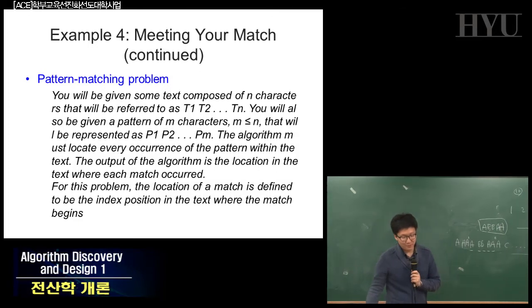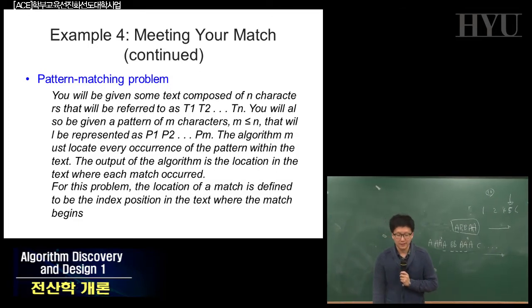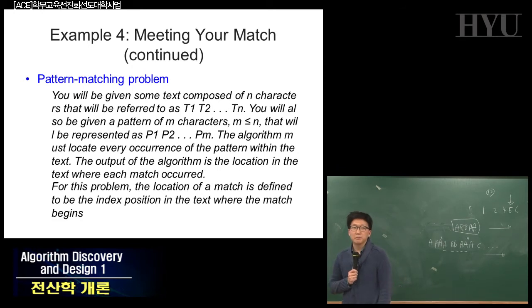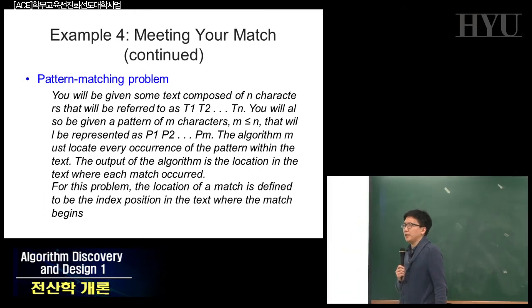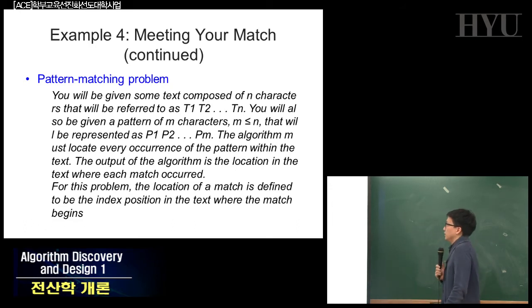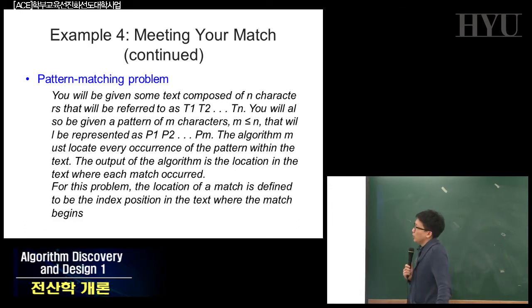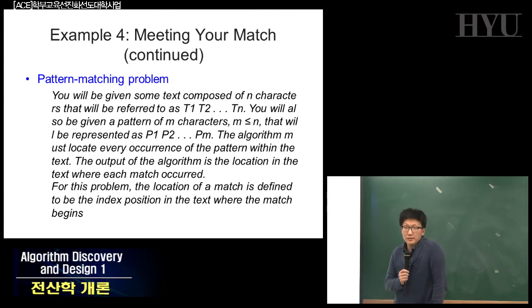Pattern matching problem. So you're given some text composed of n characters. That will be referred to as T1 to Tn. You're also given a pattern of m characters. M will be less than n because it's a pattern. A pattern cannot be longer than the data itself. So it will be represented as P1, P2, to Pm. The algorithm must locate every occurrence of the pattern within the text. So maybe I need to report how many times the pattern occurs in the long list of symbols.